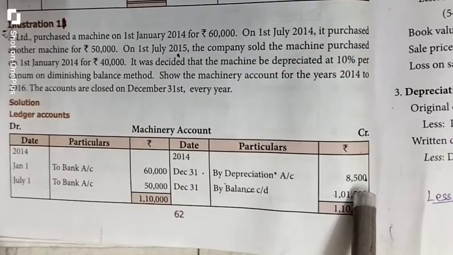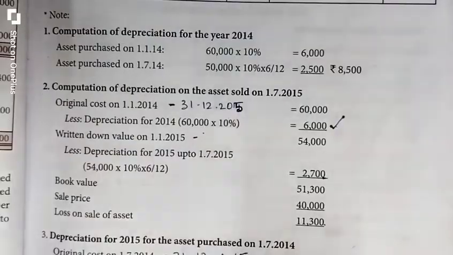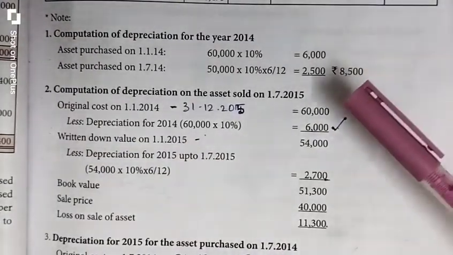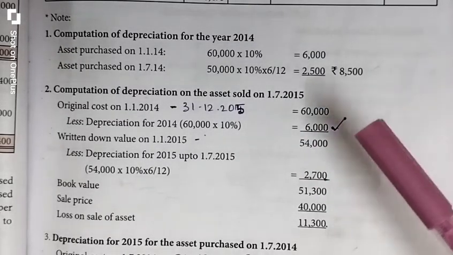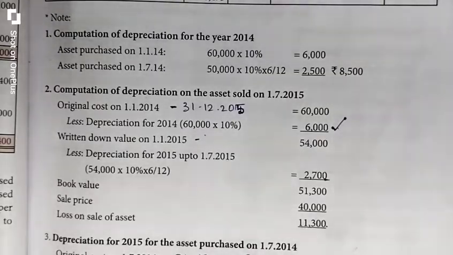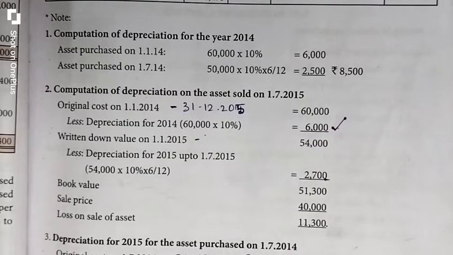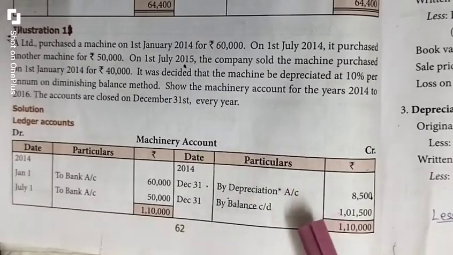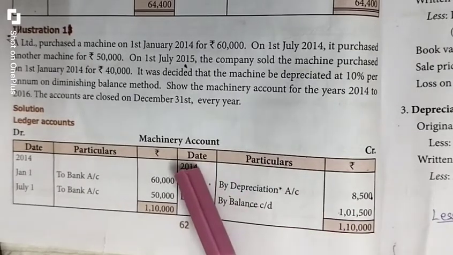The depreciation value is 8,500. How can you get 8,500? A Limited purchased 2 machines. The first machine's first year depreciation value is 6,000 rupees, and machinery 2's 2014 depreciation value is 2,500. So you have to add 6,000 plus 2,500, you will get 8,500 rupees. So we entered 8,500 rupees depreciation for 31st December 2014.